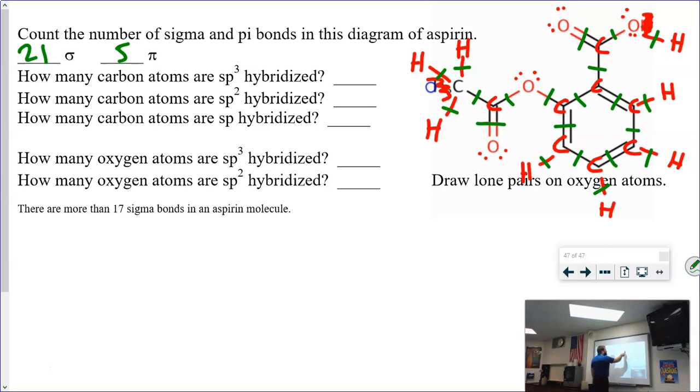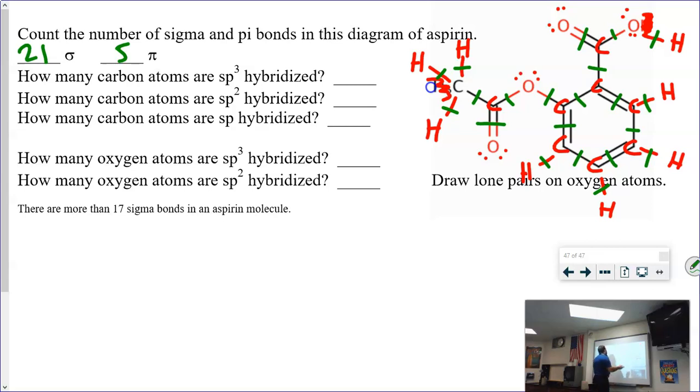sp3 hybridized carbons. This carbon right here has a coordination number of 1, 2, 3, 4. That's sp3 hybridized. This carbon right here has a coordination number of 1, 2, 3. There's only 3 atoms. That's sp2. The carbons in the ring, every single one of these is sp2 hybridized because they all have a coordination number of 3. This carbon right here, 1, 2, 3. This carbon right here, 1, 2, 3. So on and so forth. Every carbon in the ring is sp2 hybridized. The carbon up top here, 1, 2, 3, coordination number is 3.